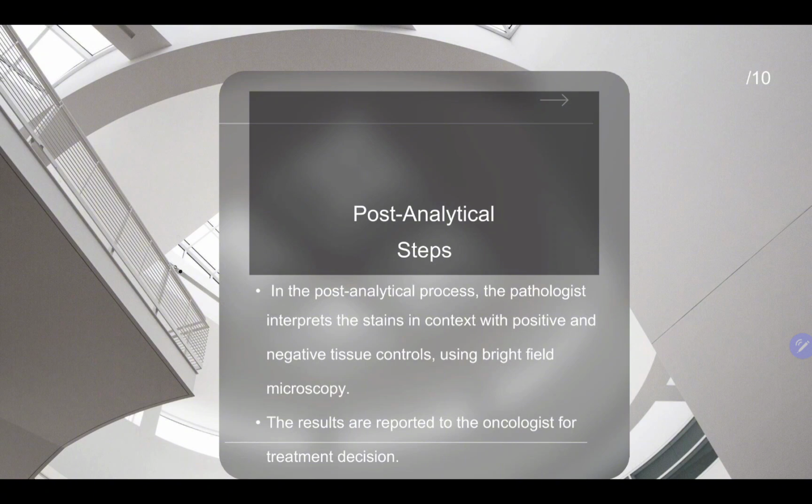So remember, si pathologist does not give the treatment. Okay? Siya lang magbasa, mag-interpret ng results sa stains, and then yung reports po, yung result ng IHC, si oncologist na po maggawa ng treatment regime.